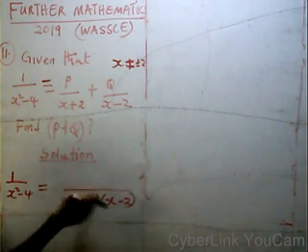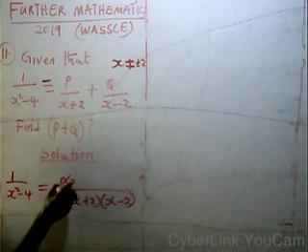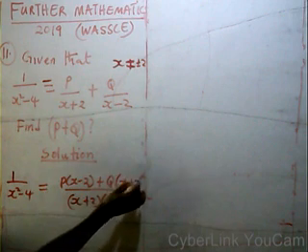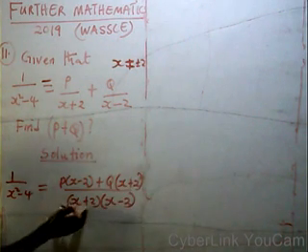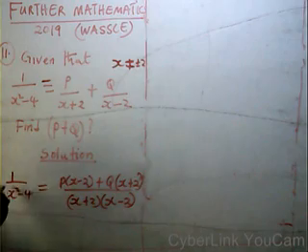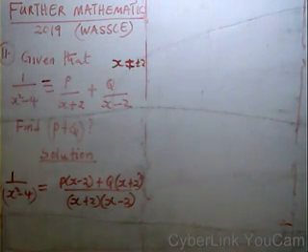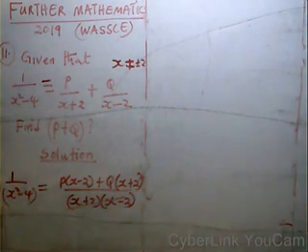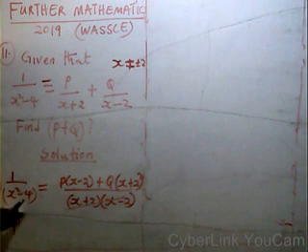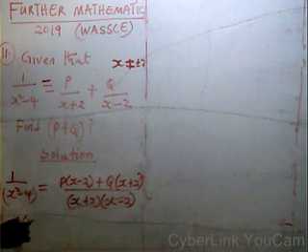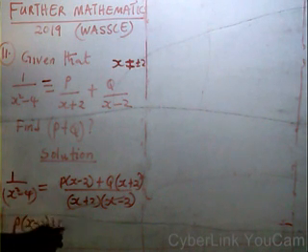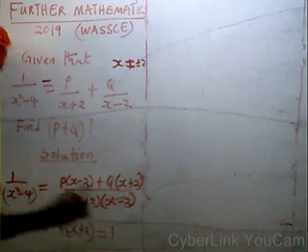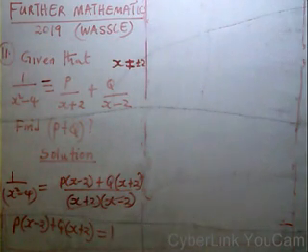If this divides this, you have what? p into bracket x minus 2 plus q into bracket x plus 2. So this denominator and this, they are difference of 2 squares, and they can cancel out. So that at the end of the day, you are going to have p, open the bracket, x minus 2 plus q, open the bracket, x plus 2 to be equal to 1. So that is what we are going to have.